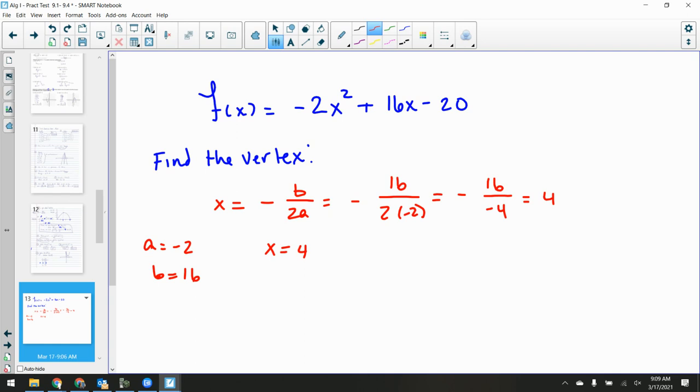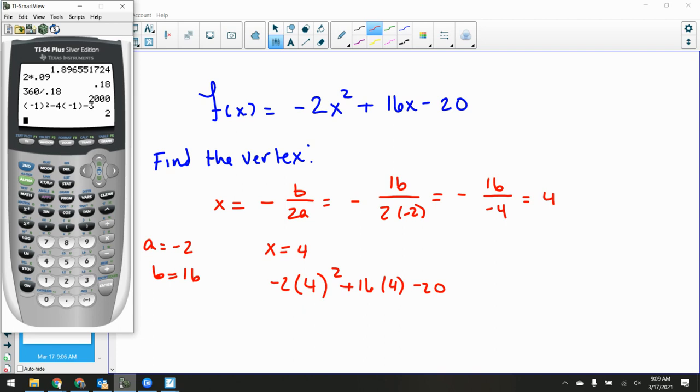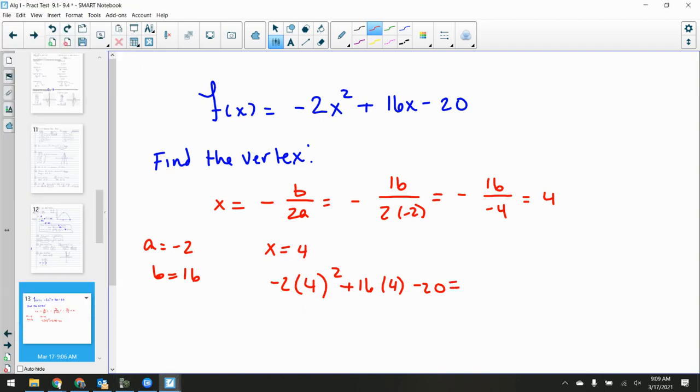How do I find the vertex now, Chris? Yes. You plug it back in? Yeah. So negative 2 times 4 squared plus 16 times 4 minus 20. Now, is this a big number? No. I just made this up. So we'll see. Plus 16 times 4 minus 20. Hey, that's not too bad. Okay. 12. So 4 comma 12 is my vertex.